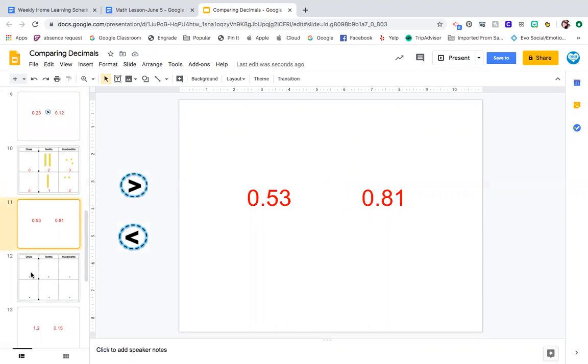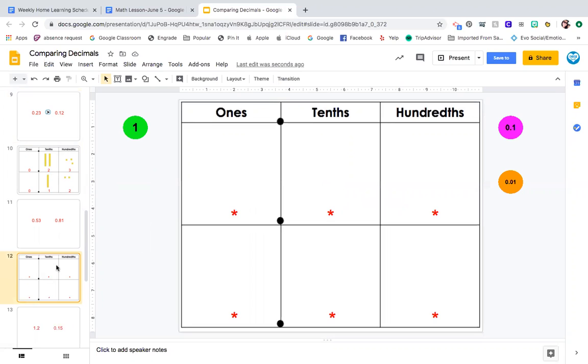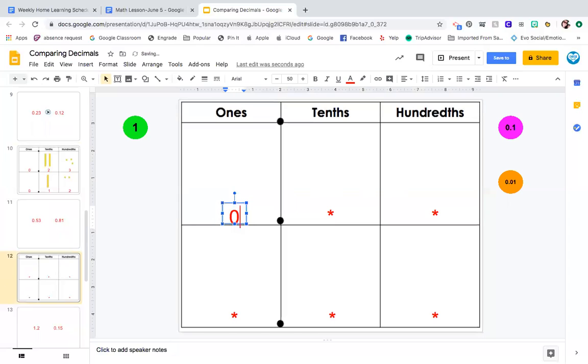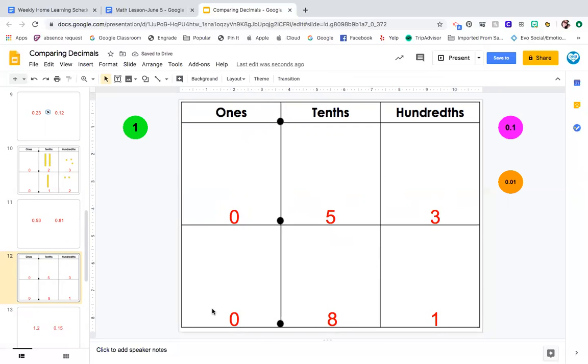This time we're going to use place value discs to compare 0 and 53 hundredths to 0 and 81 hundredths. I'm using a similar place value chart, but this time instead of base 10 blocks, I have some place value discs. And you can do this with any manipulatives: bingo chips, coins, Legos, whatever you have around the house, pieces of macaroni, it doesn't matter. All right, so our first number was 0 and 53 hundredths, and we're comparing that to 0 and 81 hundredths. Okay, so neither of them have digits in the ones place.